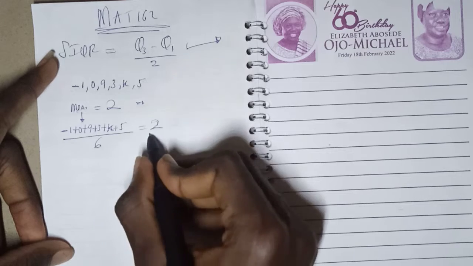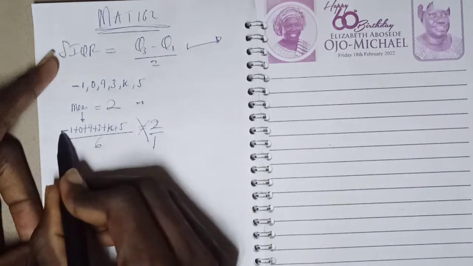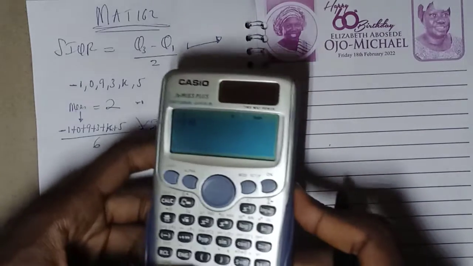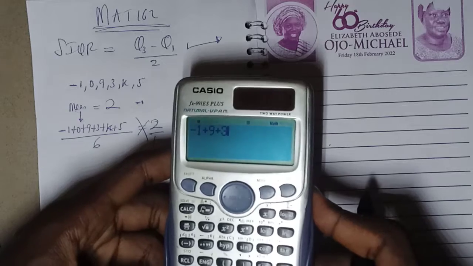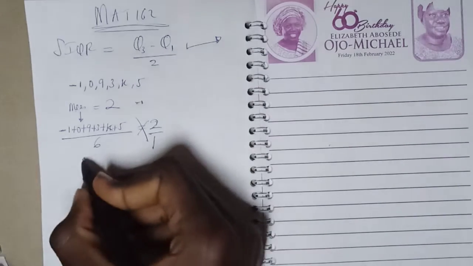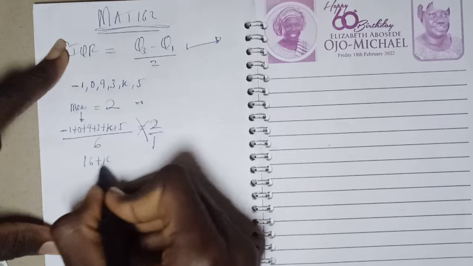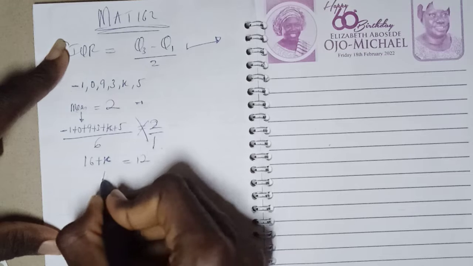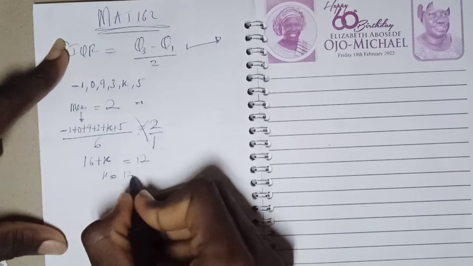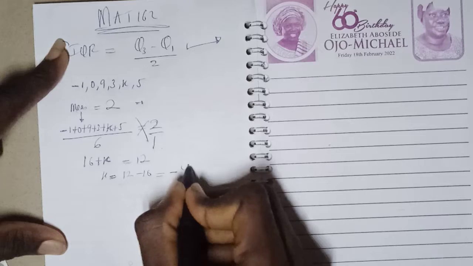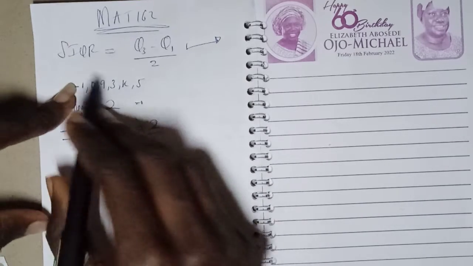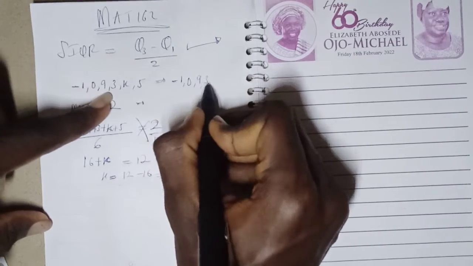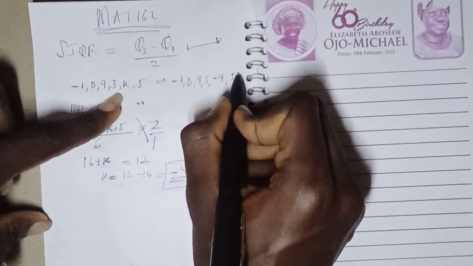Are you with me? The next thing is to drop the 1 and cross multiply. Minus 1 plus 9 plus 3 plus 5, add all these together, I have 16. So 16 plus K equals 6 times 2, that's 12. So K is equal to 12 minus 16, and that's minus 4. So if K is minus 4, come back to this set: minus 1, 0, 9, 3, K is minus 4, and the last one is 5.